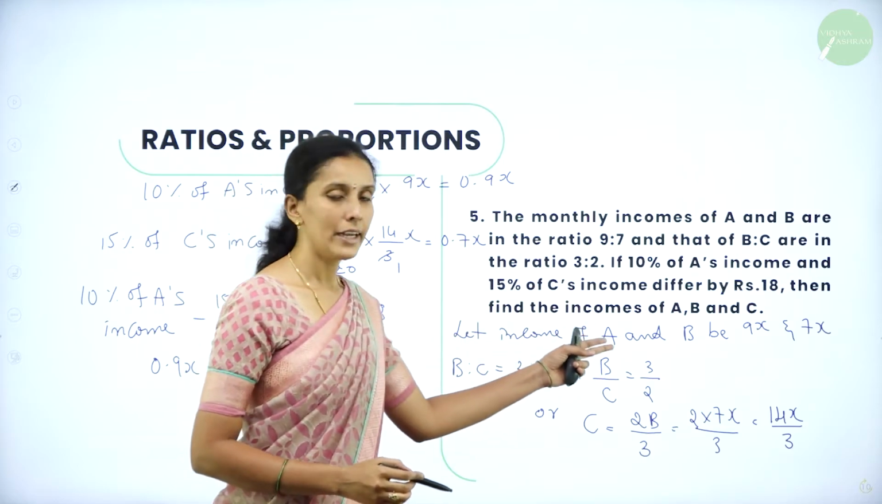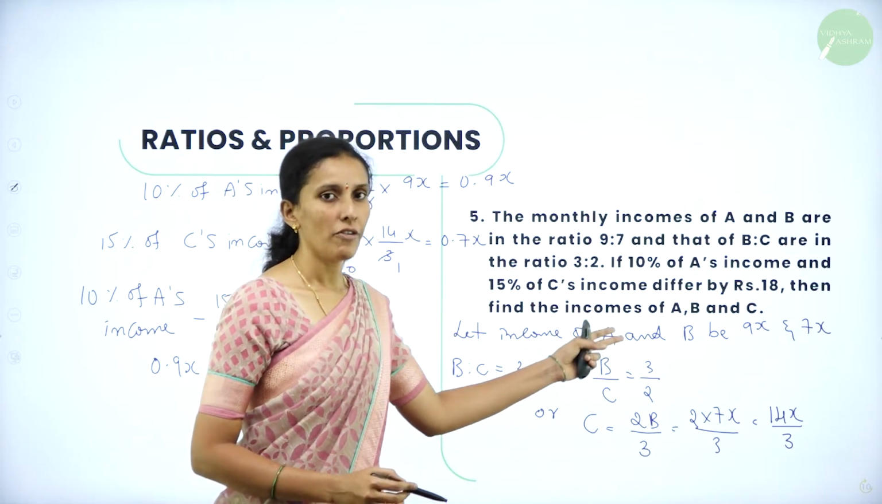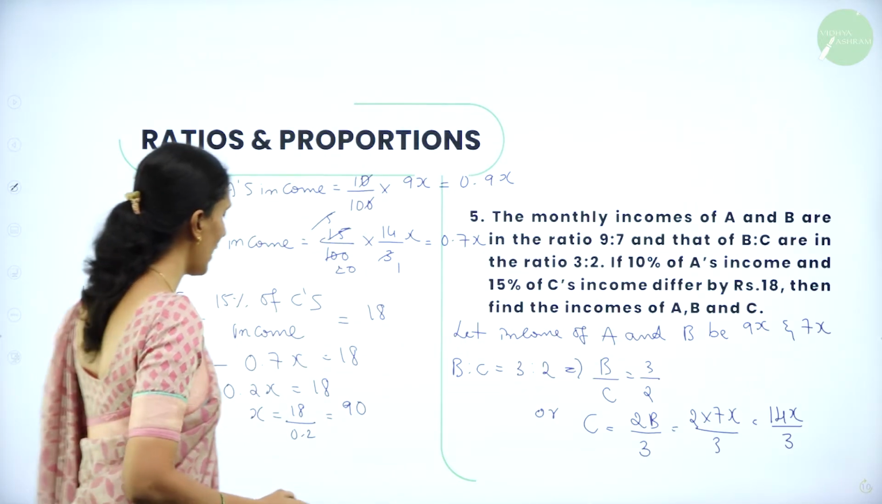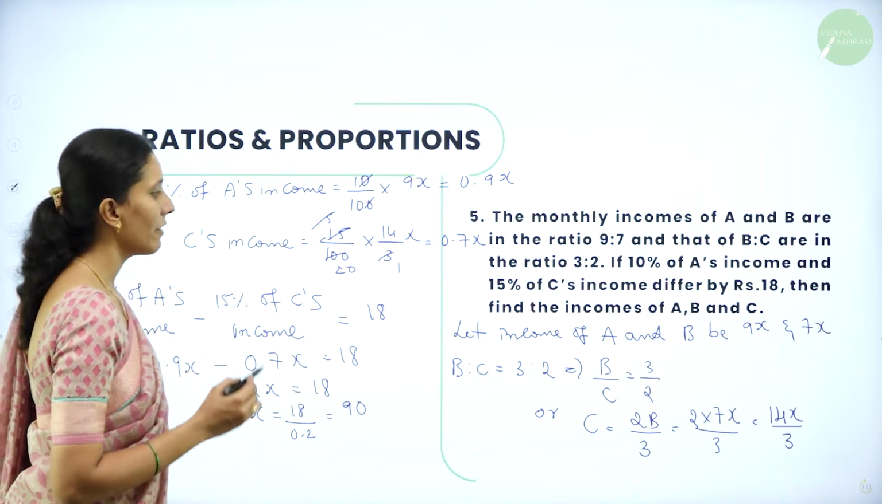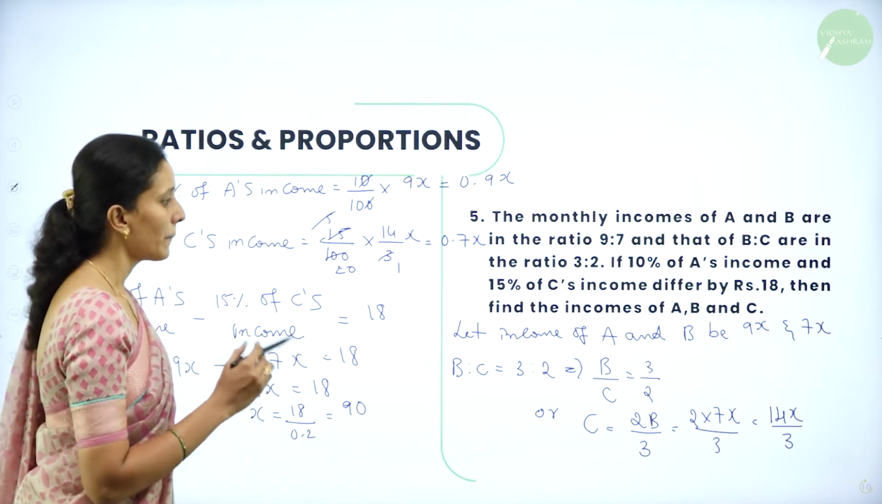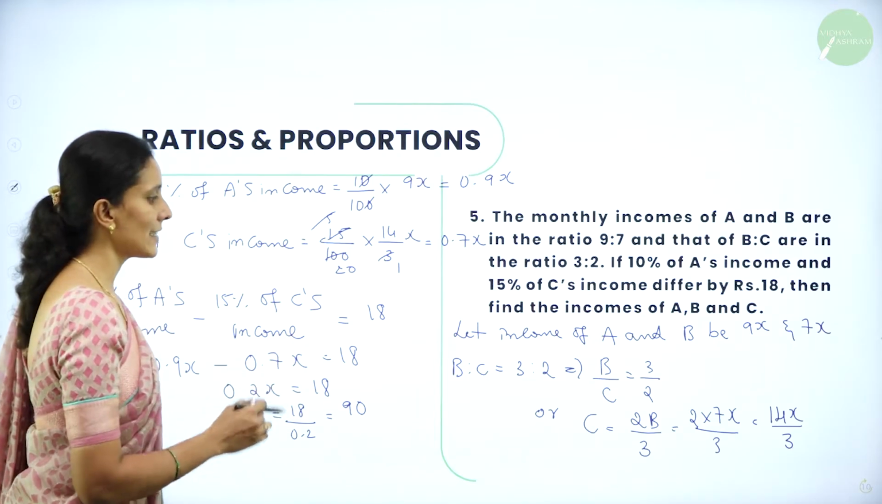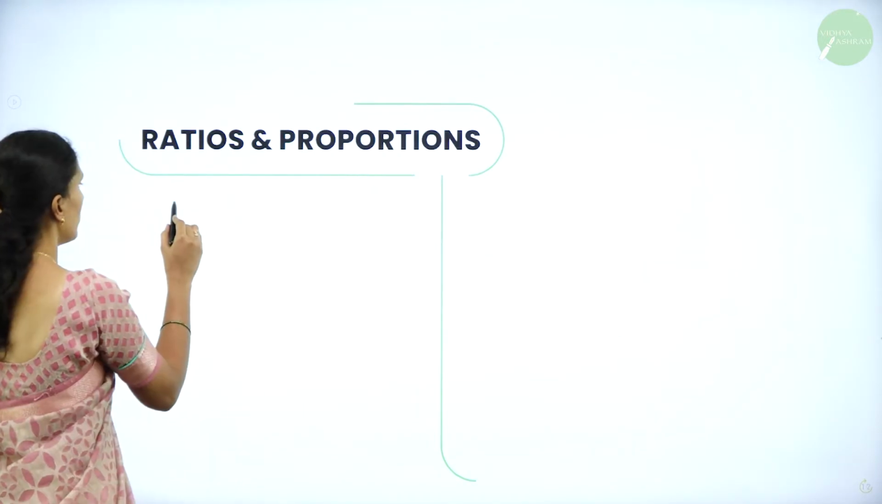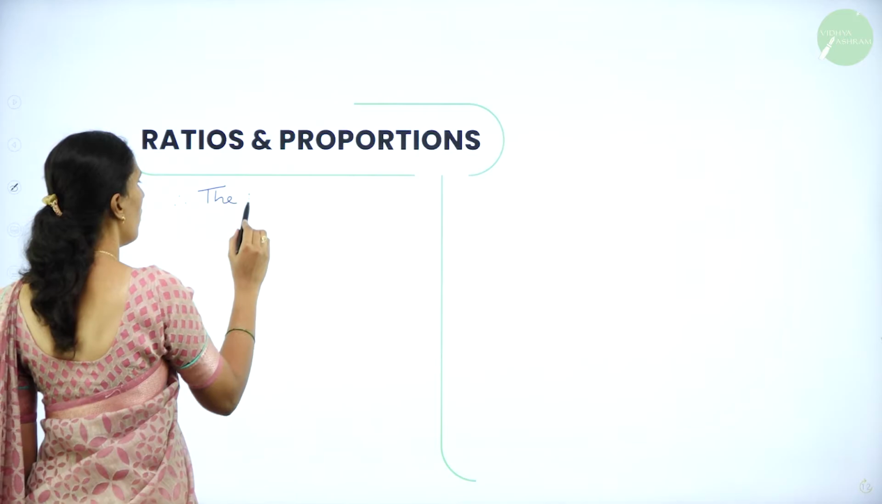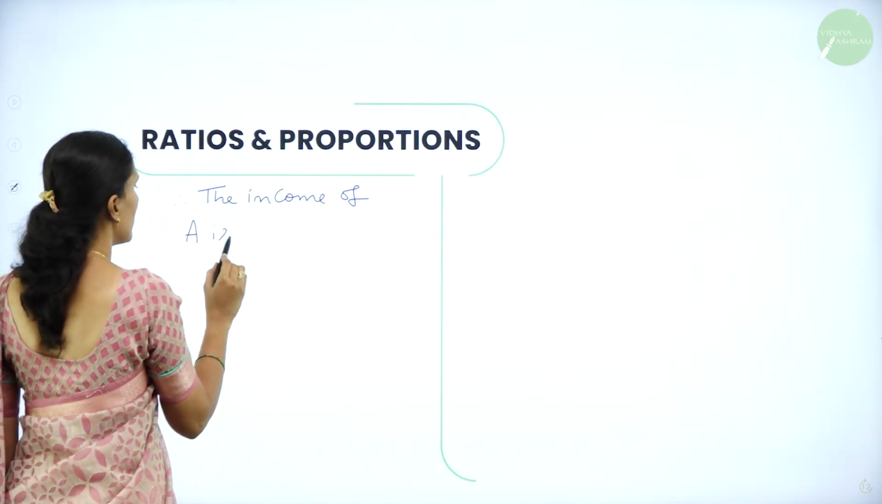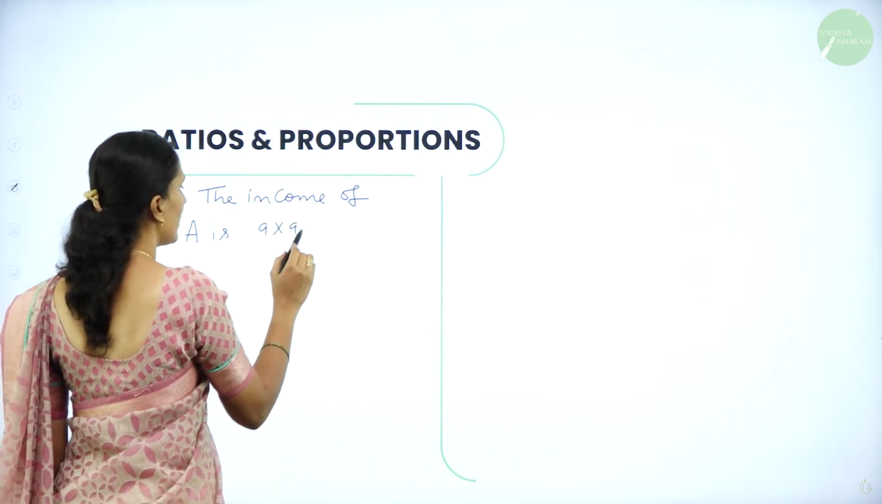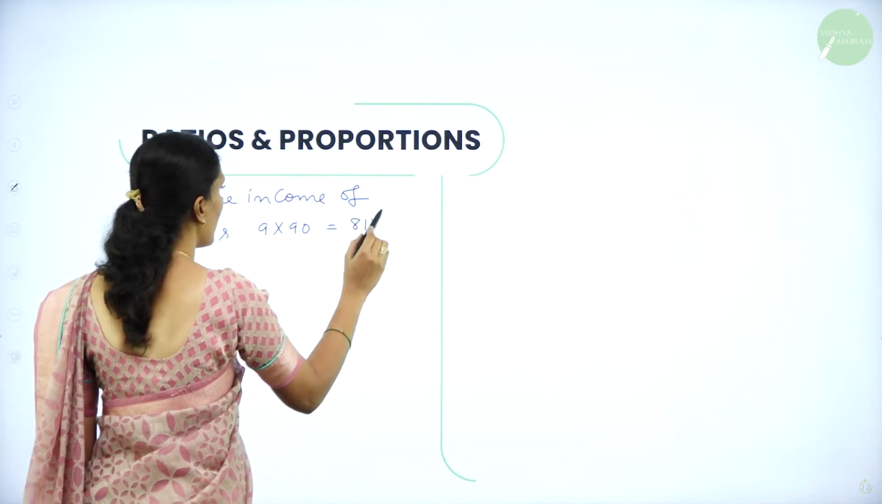Now I can find the incomes of A, B, C in terms of x. So therefore, now we have A is equal to 9x, B is equal to 7x, and C is equal to 14x by 3. So therefore, the income of A is 9 into 90, which is equal to 810.